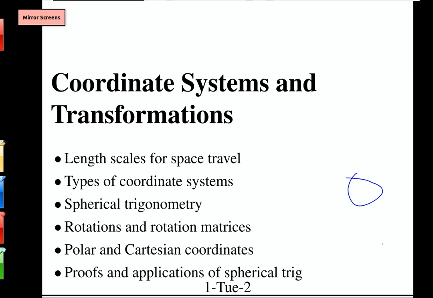Rotations and rotation matrices are a set of math for transforming from one coordinate system to another. An example of the kind of thing that we'll know how to do when we're done is this: let's say that we figure out where a planet actually is at this moment in the solar system, and we know where Earth is at this moment in the solar system.